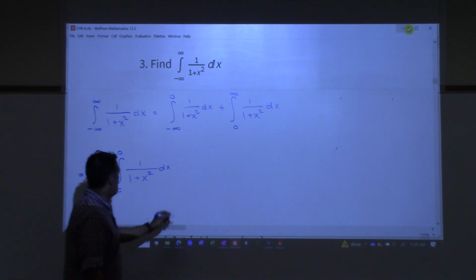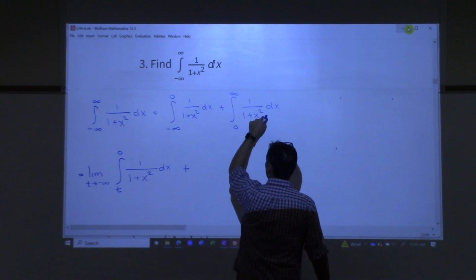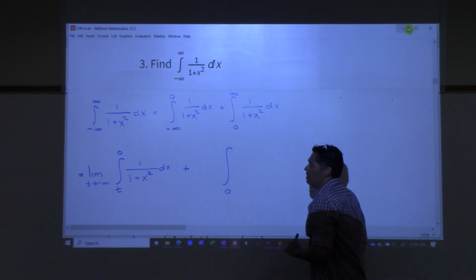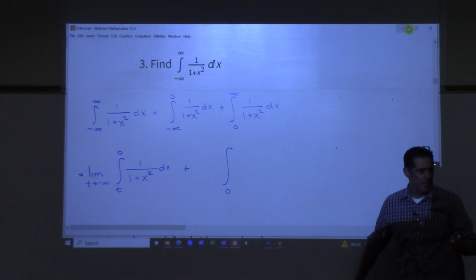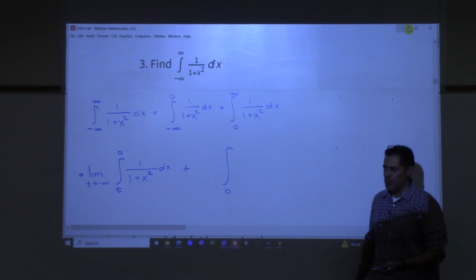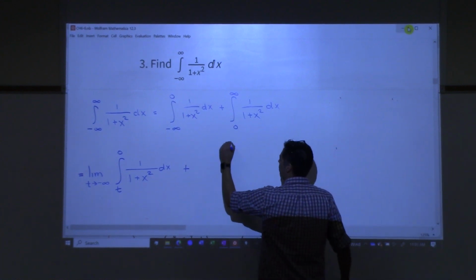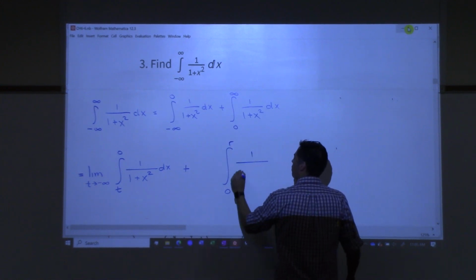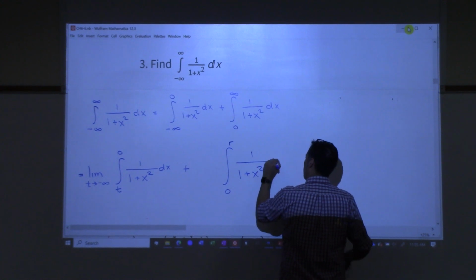And then I say plus, and now I'm going to do this integral, and I'm going to replace the infinity with a letter. Now I could use t again, but just so that there's no confusion, I'm going to use a different letter. So I'll go with, I don't know, r, is that okay? And 1 over 1 plus x squared dx.